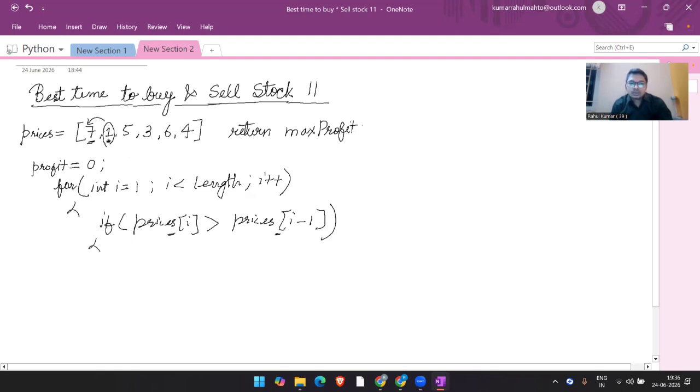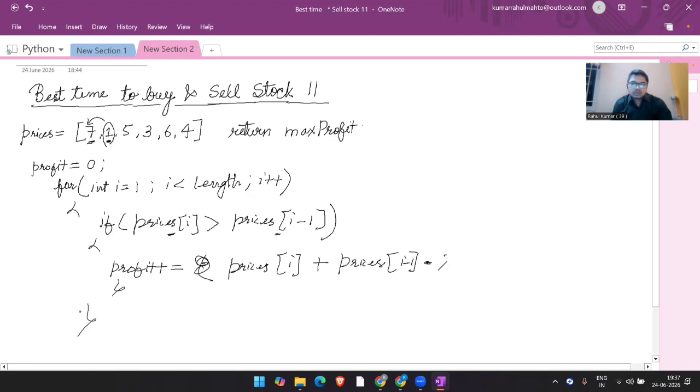Now if the current one is greater than the previous one, then I will find the profit. I will keep incrementing the profit, minus 1. So after that, I'll return profit.